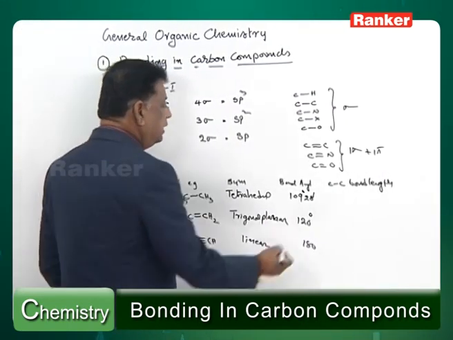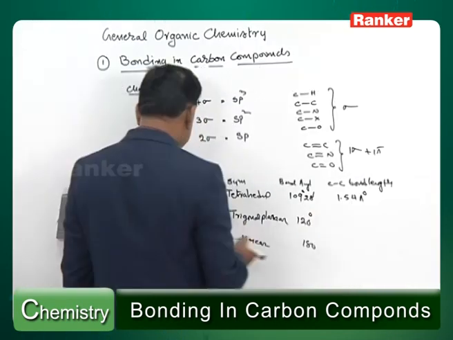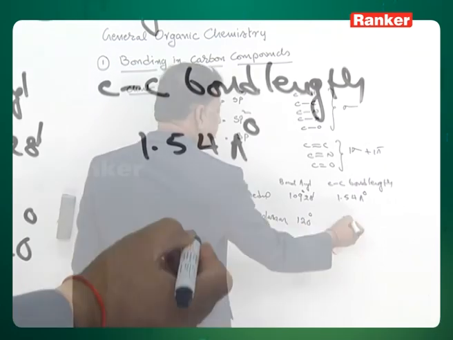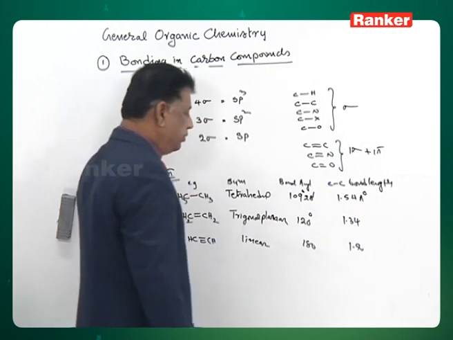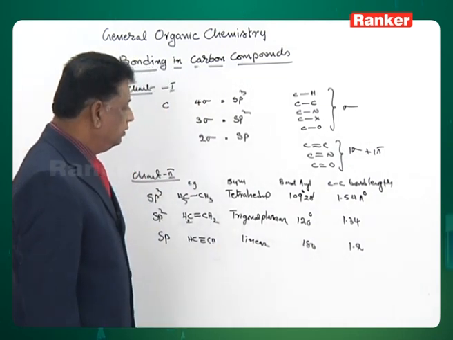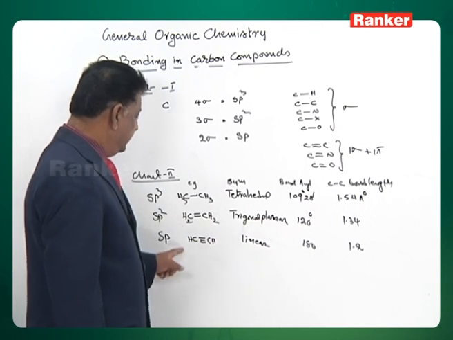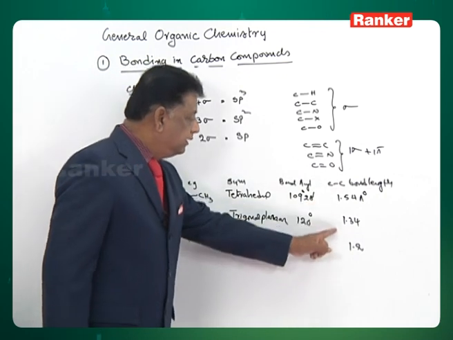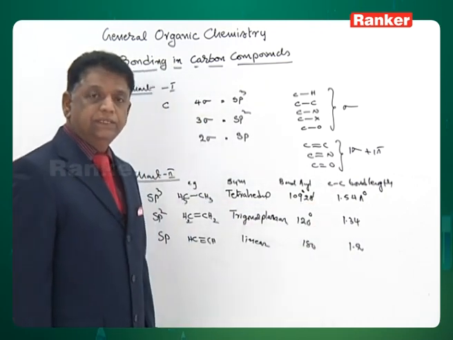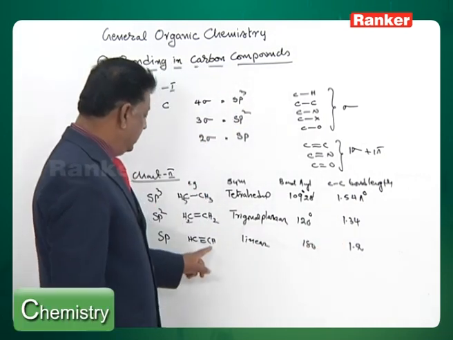In ethane it is 1.54 angstrom units, in ethylene 1.34 angstrom units, this is around 1.2 angstrom units. Here one thing we can observe: as the hybridization is changing from ethane to acetylene, the bond length is decreasing. This may be questioned, why the bond length is decreasing between the carbon and carbon.